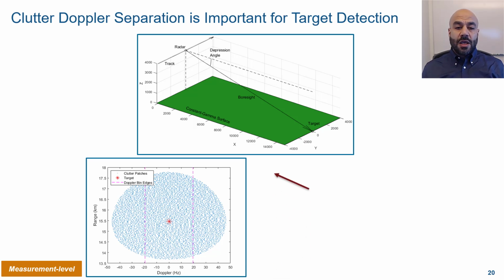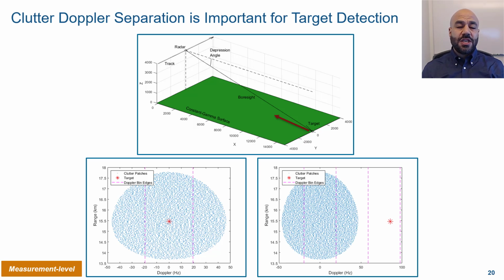Now, if the target was moving with a certain speed, so that there was good separation between the clutter return and the target return, in other words, if the speed is high enough that the target falls within a different Doppler bin than the surface return, the target becomes detectable. And as a result, the radar data generator generates a detection for this target. Now let's go to the waveform level and see how we can take advantage of it for the same scenario.